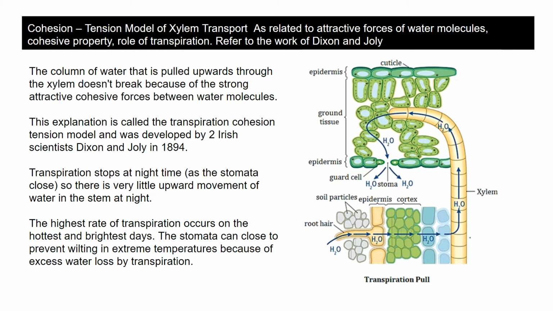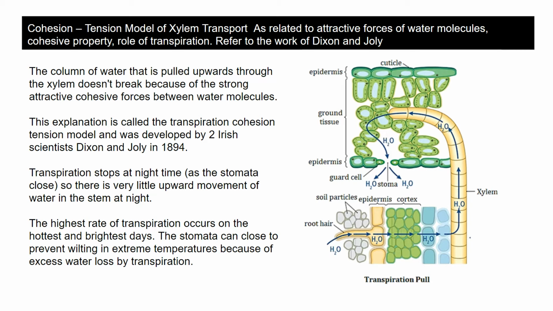Water molecules have what's known as a high cohesive force. They're very sticky. They stick to each other. So as one water molecule evaporates from the leaf, it pulls the next water molecule upwards. So this is called the cohesion tension model, or sometimes called the pull cohesion tension model of water transport. Okay.